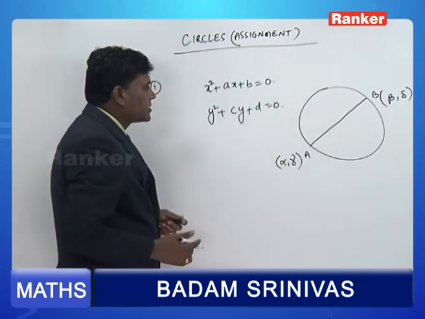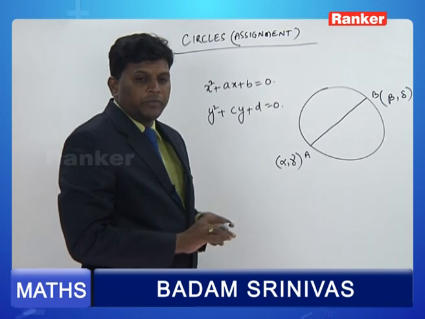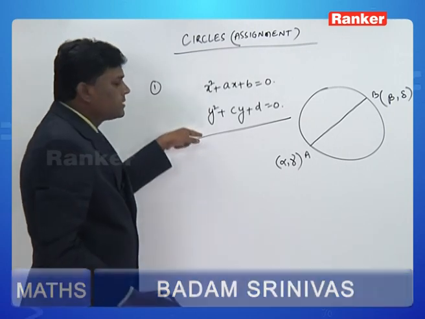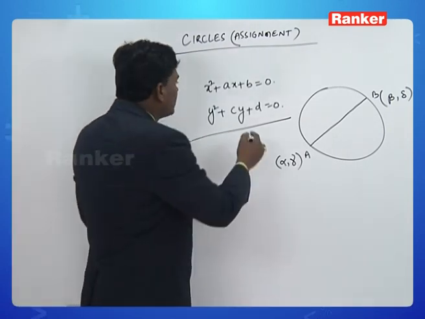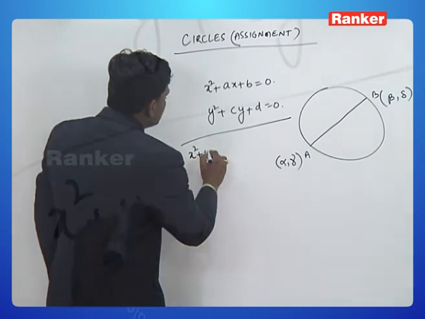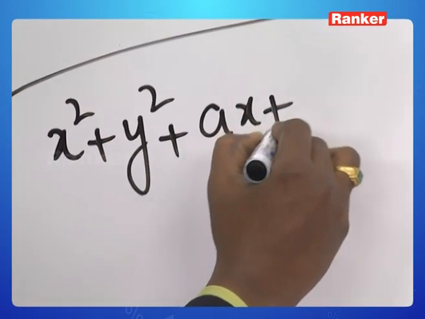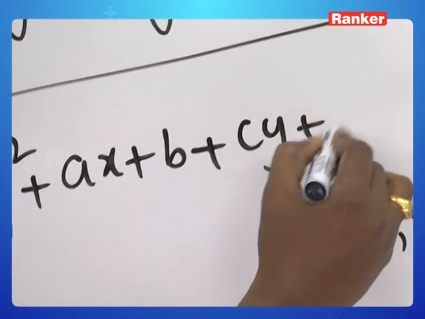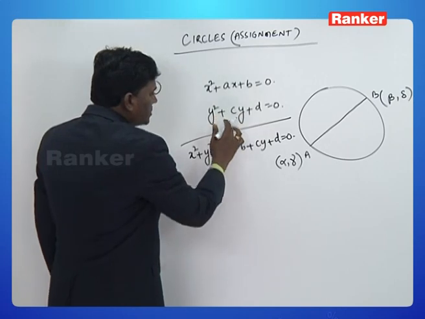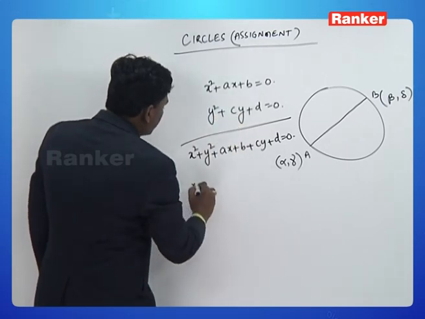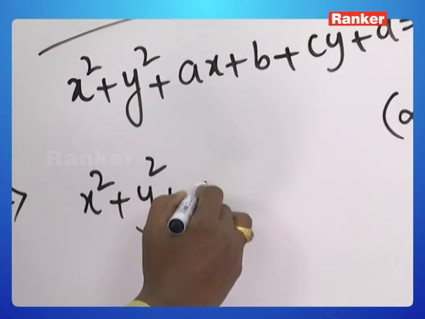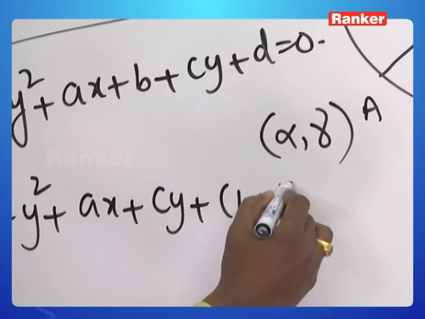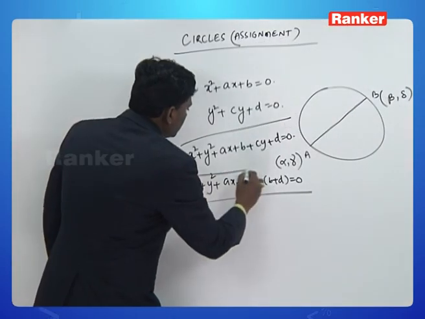Here, to find out this equation, we can have a simple calculation, that is just by adding the given two equations, directly we are getting the circle equation as x square plus y square plus ax plus cy plus b plus d equals to 0. Directly adding these two equations, that is x square plus y square plus ax plus cy plus b plus d taken as a constant equals to 0.